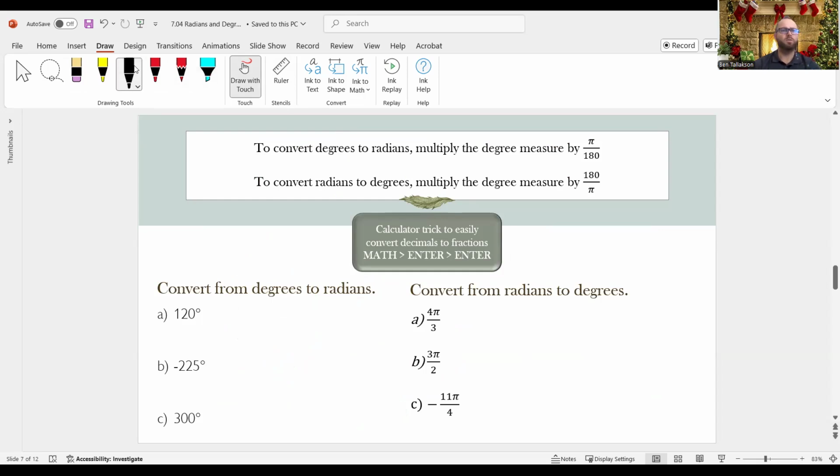Now, one of our goals earlier, the first goal I read, if you recall, is to convert from degrees to radians and radians to degrees. These are the 2 formulas. So degrees to radians, you multiply by this, and radians to degrees, multiply by this. Hopefully you just have that in your notes, and I'll give you a moment to write that down. Pause the recording if you need more time.